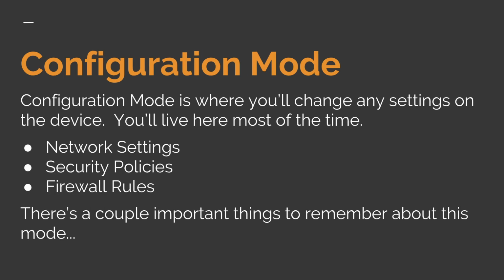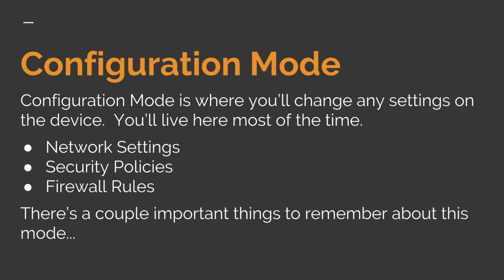So configuration mode, like I said, is where you're going to be living most of your time on the device. Here's where you change your network settings. On the SRX series firewalls, you'll be changing all of your security policies and your security zones here. You'll be implementing firewall rules, adding and dropping interfaces, users. So all the real meat and potatoes of Juniper is done here inside of configuration mode.